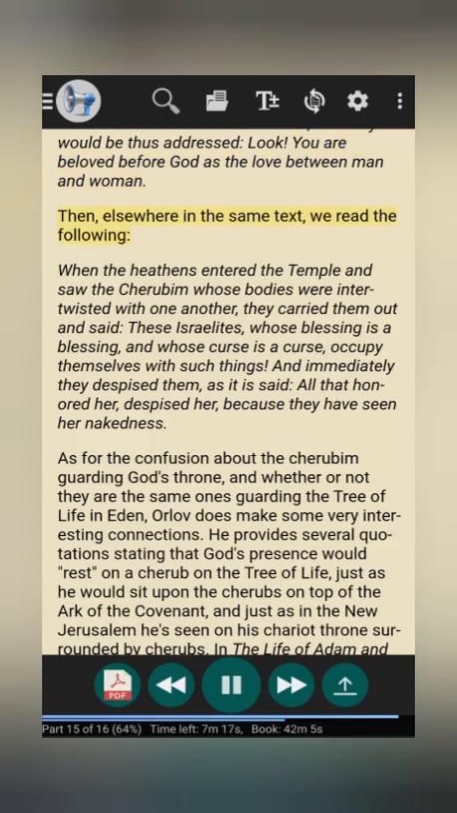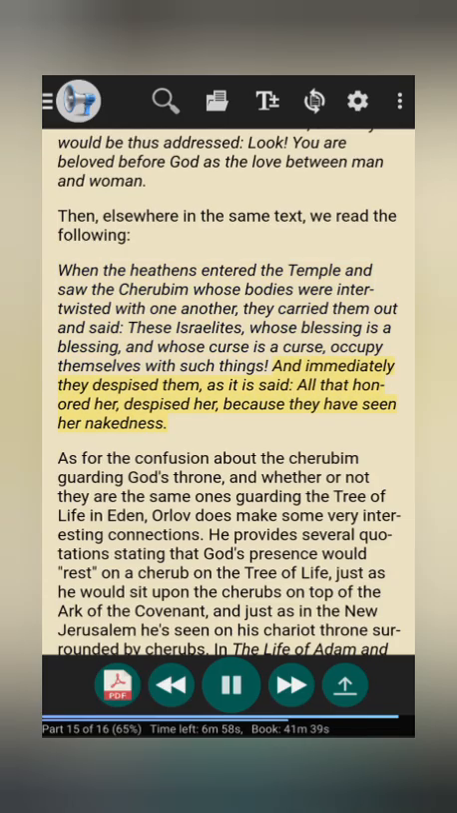Then elsewhere in the same text we read the following. "When the heathens entered the temple and saw the cherubim whose bodies were intertwisted with one another, they carried them out and said, These Israelites, whose blessing is a blessing and whose curse is a curse, occupy themselves with such things."